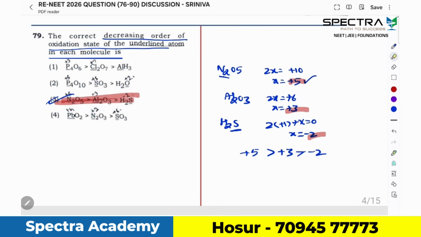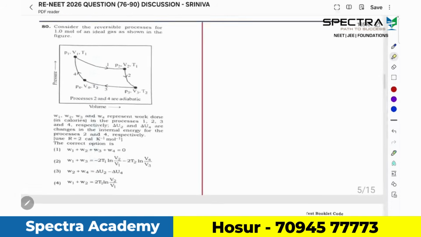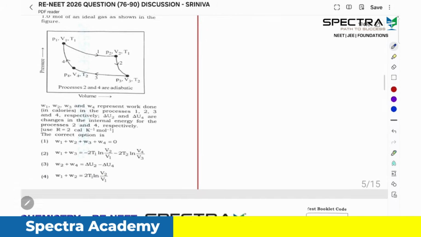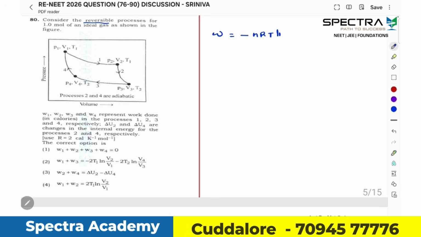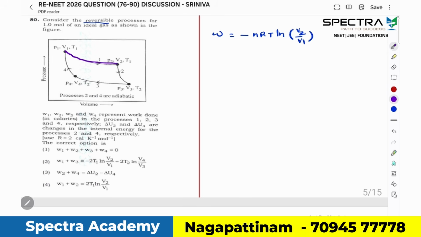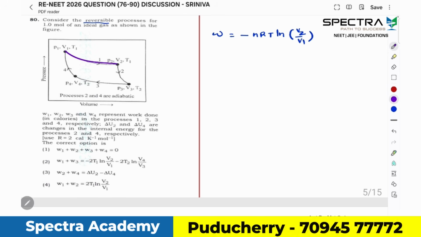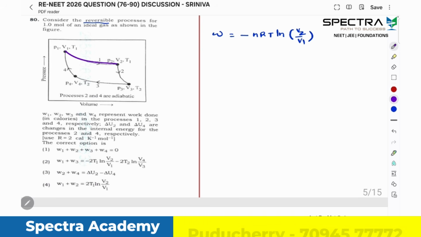Okay students. Next one, question number 80. They have given, consider the reversible equation. Whenever it is a reversible process, you can remember that work done in a reversible process is equal to minus nRT ln V2 by V1. Remember this equation. Now coming to the first process, P1 to P2, V1, V2 are given. Now you can write the equation.